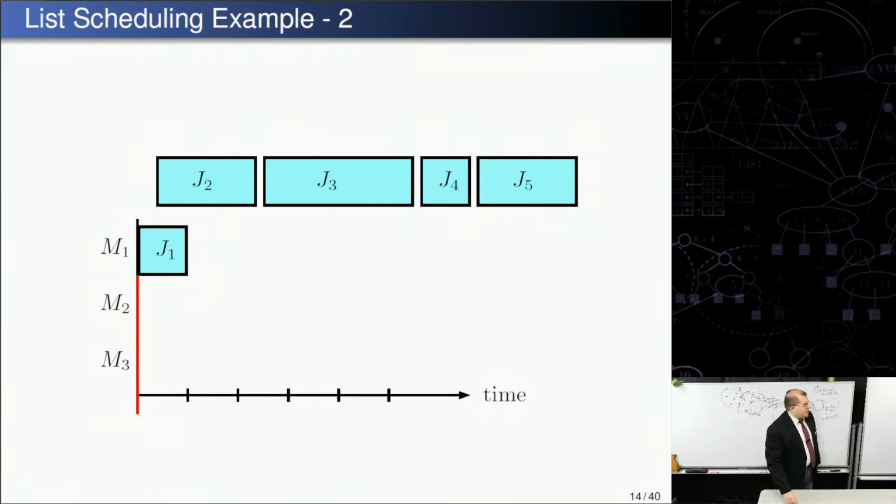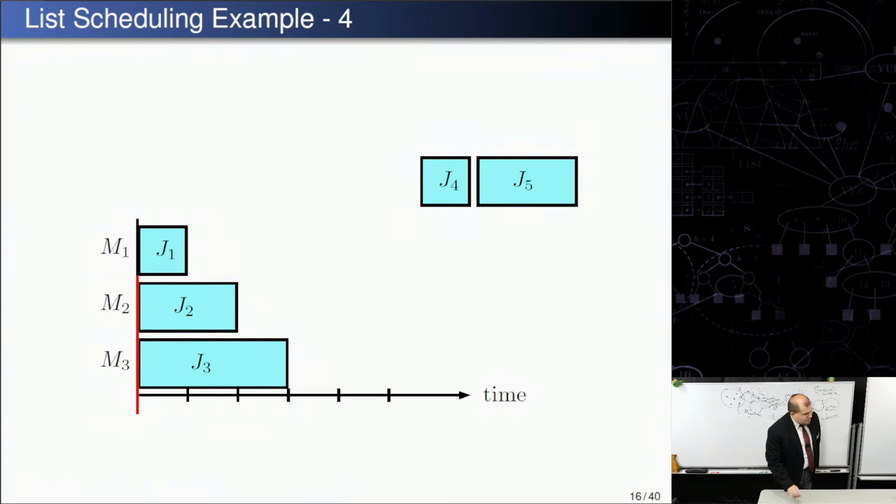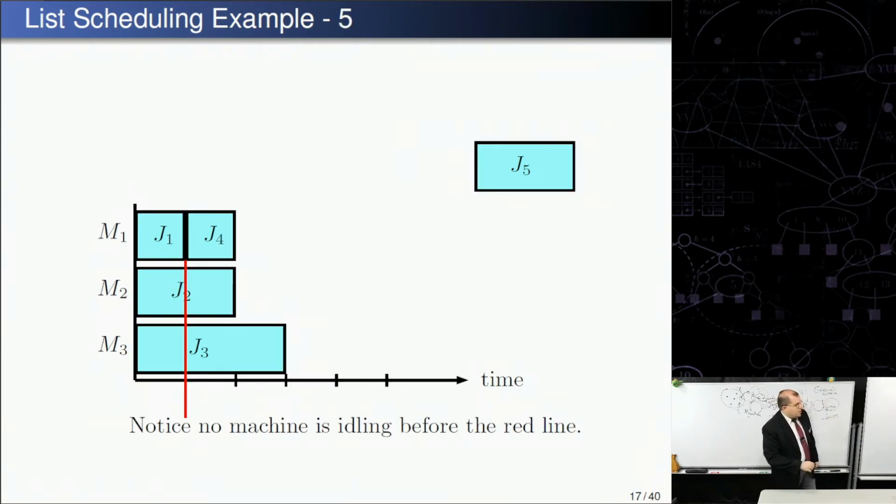Job 2, I'll just stick on machine 2. Job 3, I'll put on machine 3. Now, I want you to take note of the red line I've indicated there on the slide. It's going to change as I carry out this example of applying the list scheduling rule. Now you'll notice, where should I put job 4? Job 4 should go on machine 1, right? Because notice that the least load is on machine 1. It only has 1 time unit of processing. The other 2 have 2 and 3 respectively. So notice now that job 4 goes there.